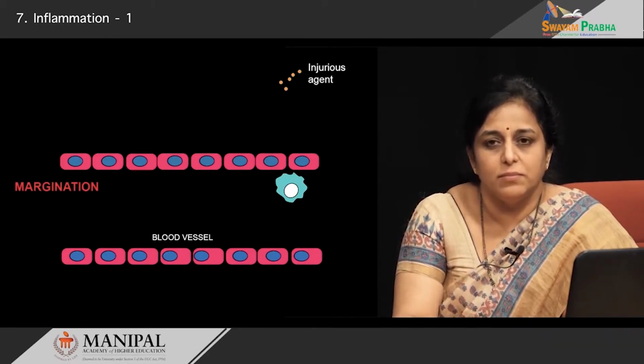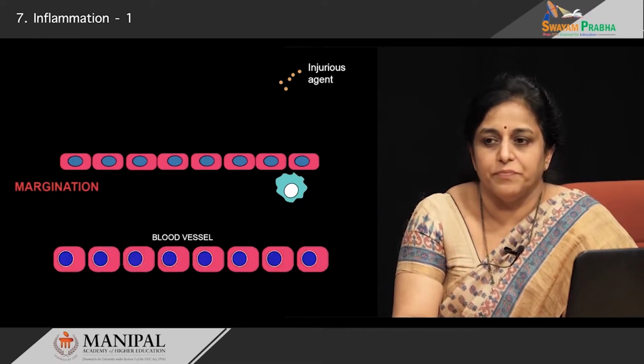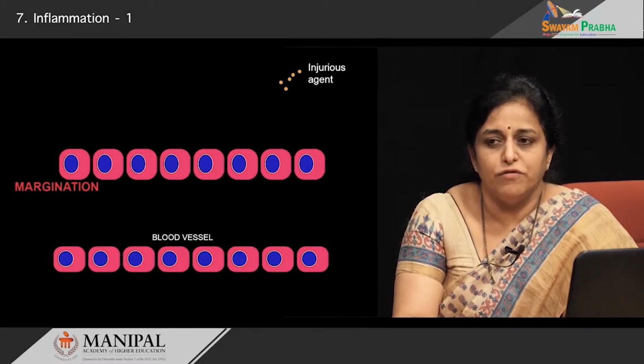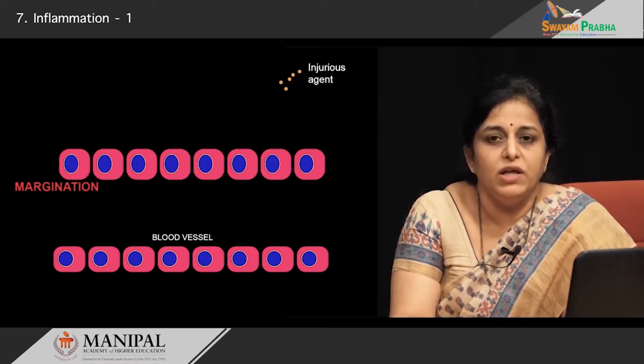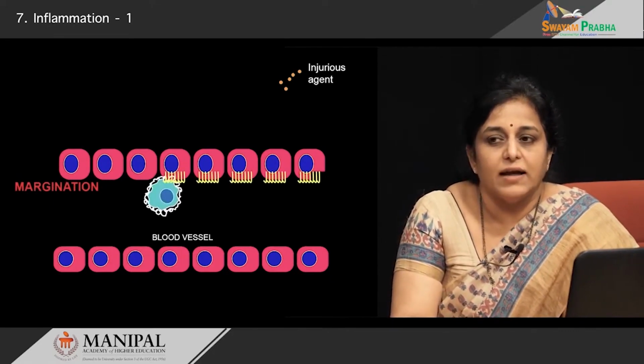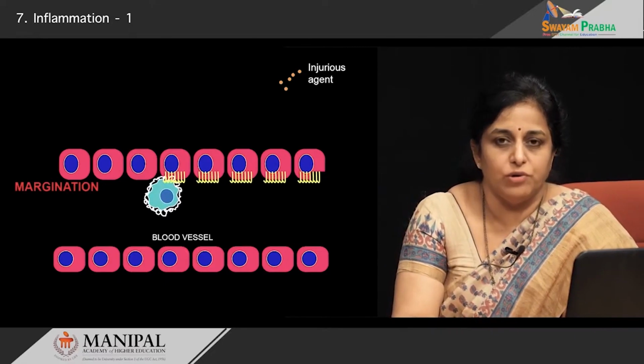So, this term is called margination. Now, you can see the leukocytes are moving at the periphery because of margination. At around the same time, because of the injurious agents, or because of release of various other substances, the endothelial cells get activated. The endothelial cells start expressing certain adhesion molecules.